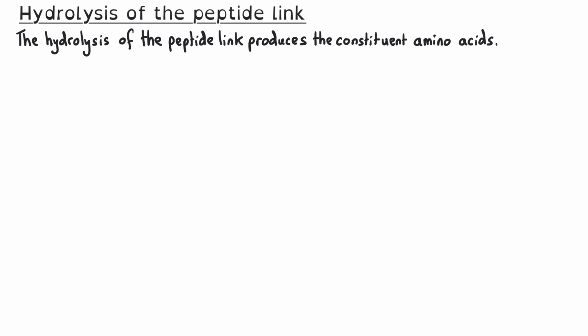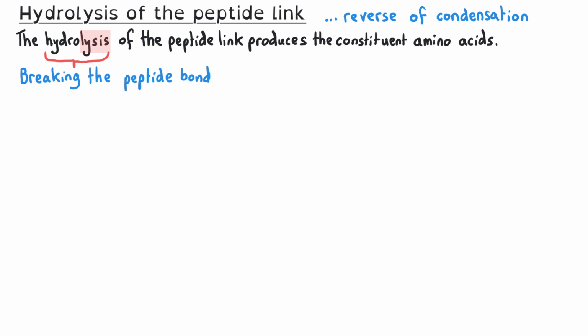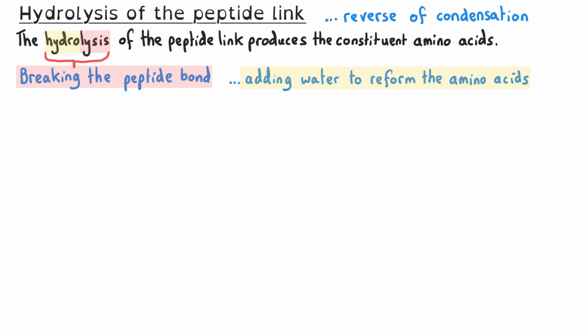It's possible to break the peptide link in a protein or peptide in a reaction that's called hydrolysis. This breaks the peptide link and produces the constituent amino acids in a reaction that is the direct reverse of the condensation reactions where peptides form. In the word hydrolysis, lysis refers to breaking the peptide bond, and hydro means adding water to reform the amino acids. But you wouldn't normally do this literally by adding water.